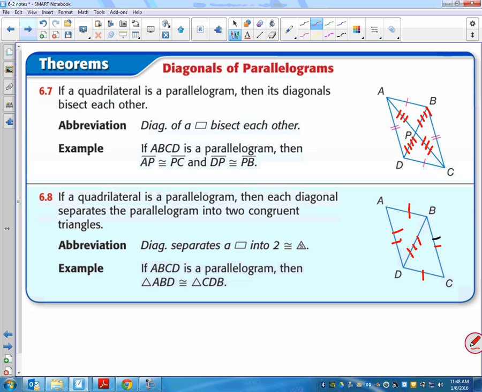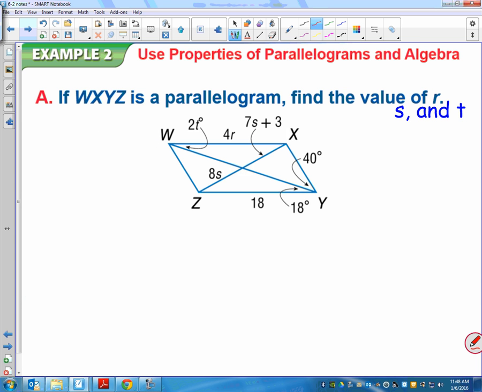So, this means we can do some proofs. It also means we can do some questions like example 2. Look, I combined this all into one question. Look at this picture. There's a lot of stuff in there, right? It says, if WXYZ is a parallelogram, which means if it's a parallelogram, all the things we've learned are true. Find the values of R, S, and T. So there's 3 things to find there.